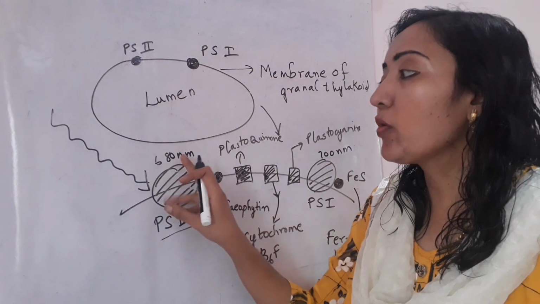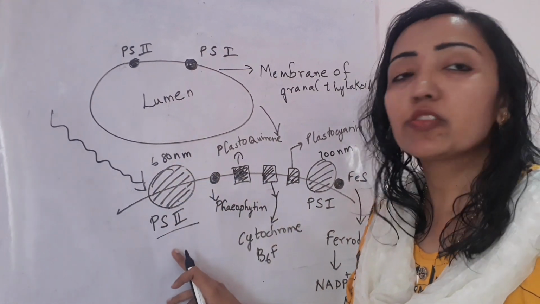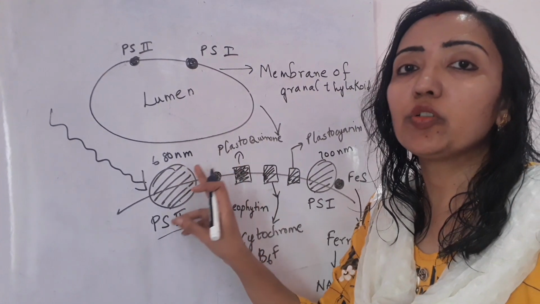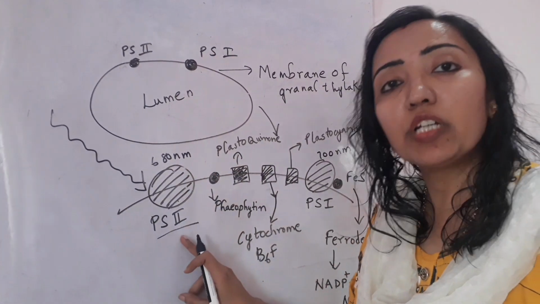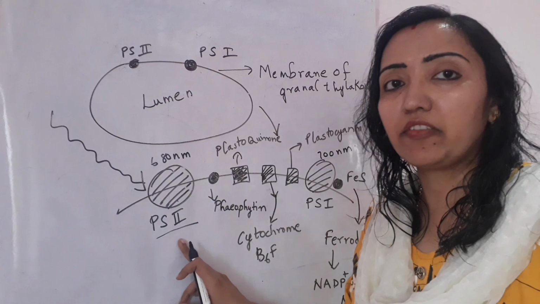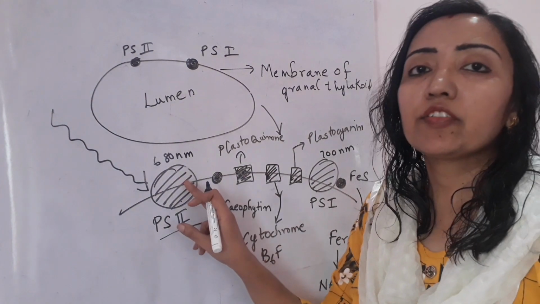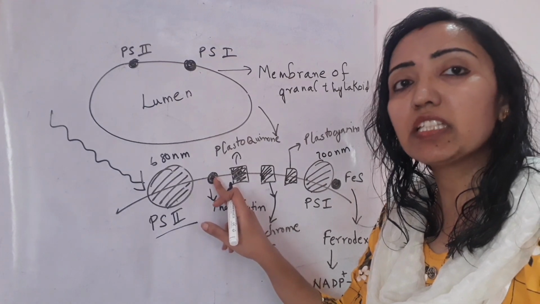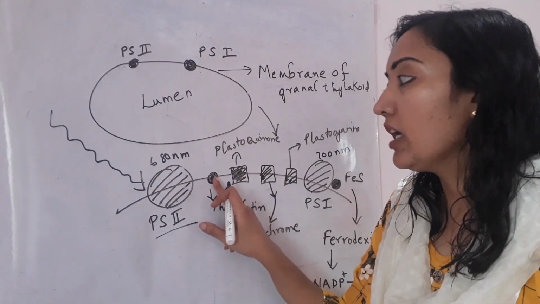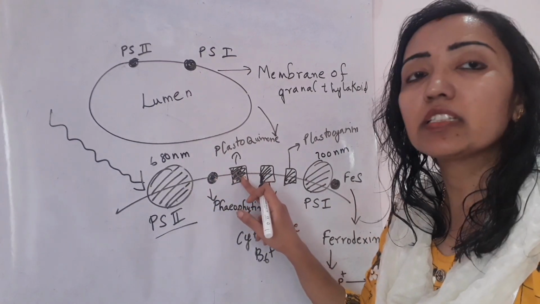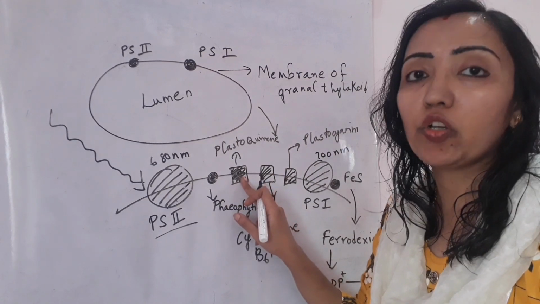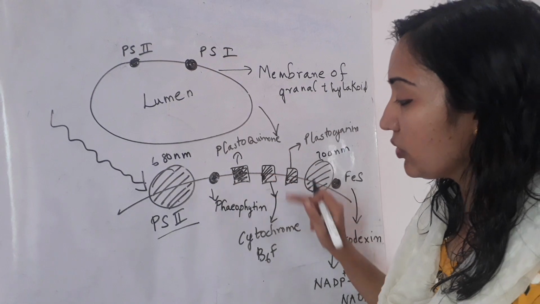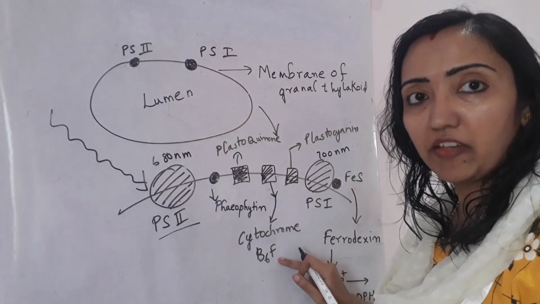If the wavelength of light is more than 680 nanometer, PS2 will not function. The wavelength of light should be equal to or less than 680 nanometer, then only PS2 will become active. Whenever the electron gets excited in PS2, it is given to pheophytin, the primary electron acceptor. From pheophytin, the electron is given to plastoquinone. From plastoquinone, the electron is given to cytochrome B6F.